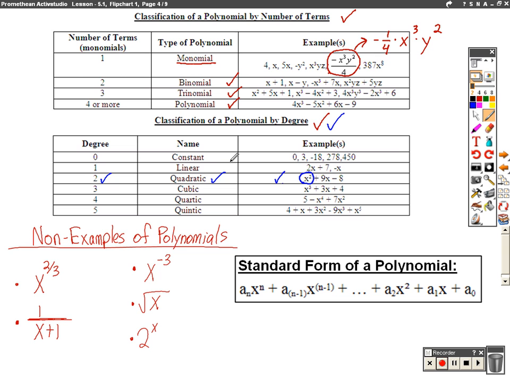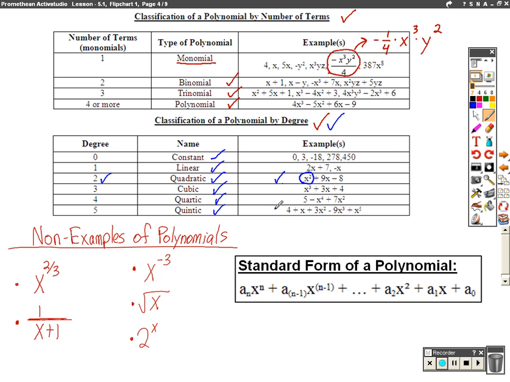If the degree is 0, we call it a constant function. It's basically just no variable there. If the degree is 1, we call it a linear function. Degree 3 is a cubic function. Degree 4 is a quartic function. Degree 5 is a quintic function.